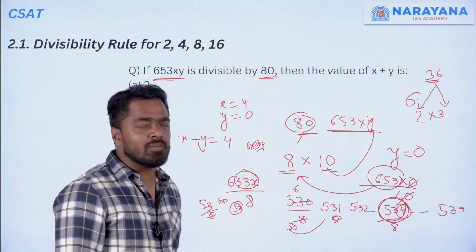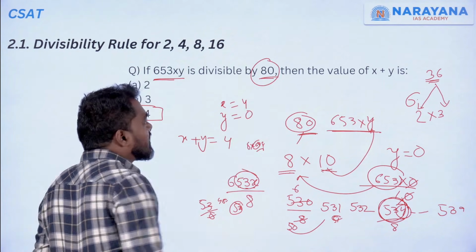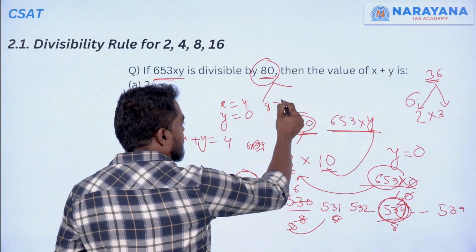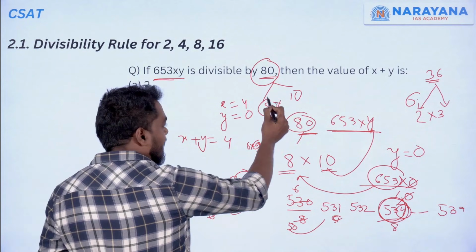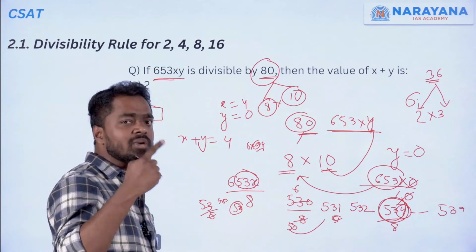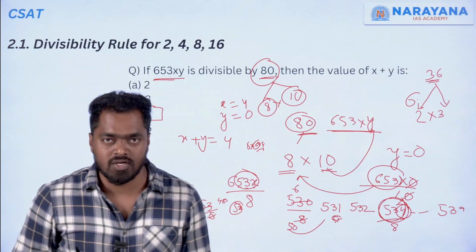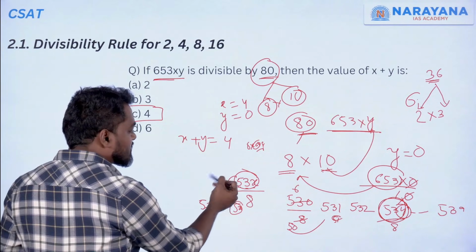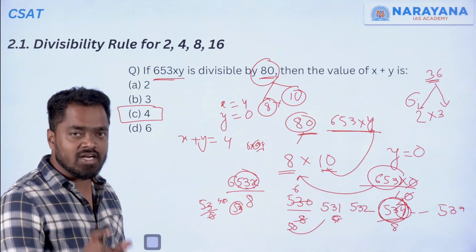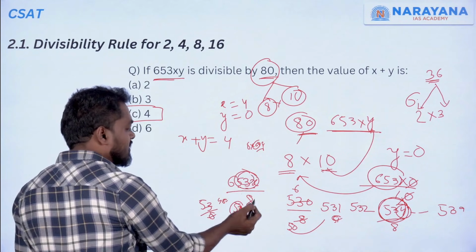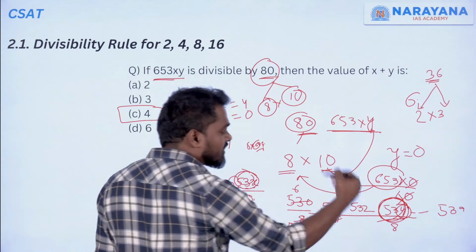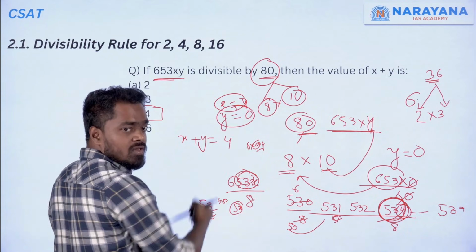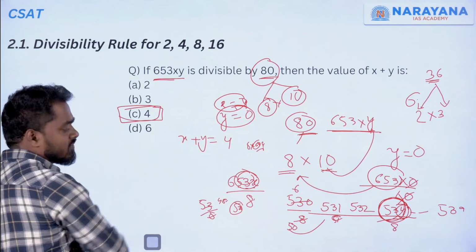So here the thing we have to remember is, if a particular number is divisible by 80, that means it can be expressed as 8 into 10. The number will be divisible by both 8 and 10. For any number to be divisible by 10, the unit digit must be 0. So here the value of y is 0. Then you have to check the possibilities for the other number, that is 653x divisible by 8 or not. For that you have to take the last 3 digits 53x, and you can check for all the combinations, that is 534 is divisible by 8. So the value of x is 4, y is 0, and the answer for x plus y is 4.